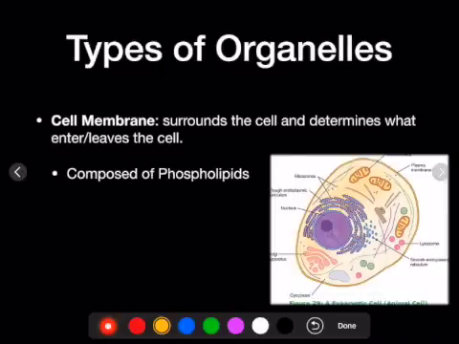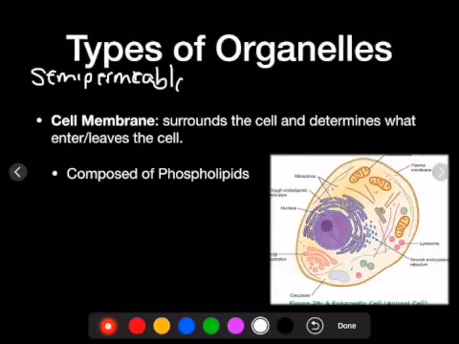The first one we have is the cell membrane. All it does is surround the outside of the cell. It allows certain things to come in and certain things to leave. It's what's known as semi-permeable, and semi-permeable just means that certain things are able to come in and out of the cell. So it stops certain things, and other things it says come on in.